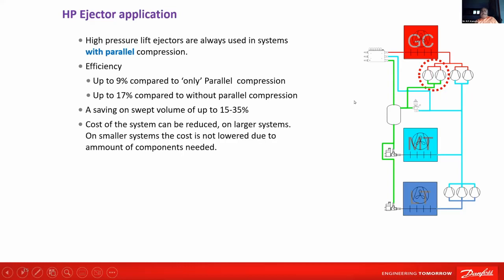Cost of the system can be less on large systems, but on smaller systems the cost cannot be less because the ejector also costs a lot. It's not exactly, but similar in cost to a compressor. So in small systems, it may not be optimal to use.